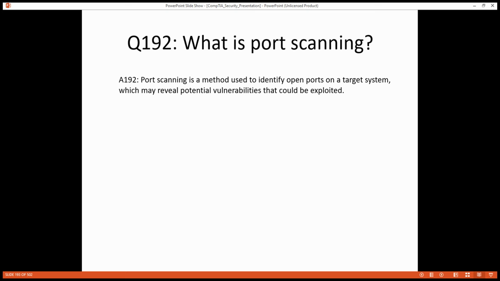Q192. What is port scanning? A192. Port scanning is a method used to identify open ports on a target system, which may reveal potential vulnerabilities that could be exploited.